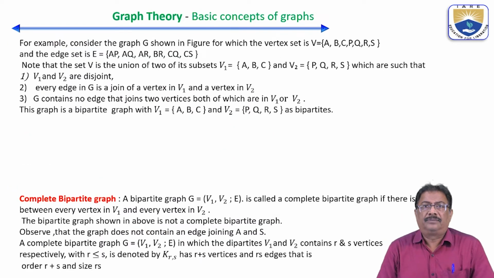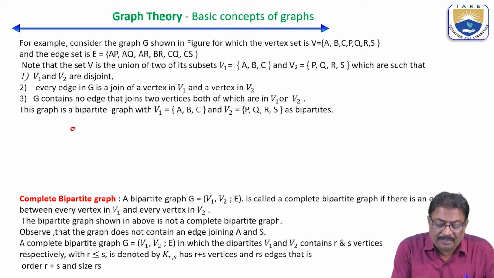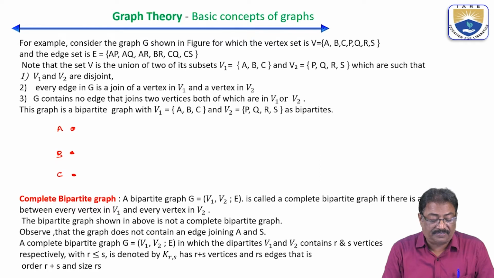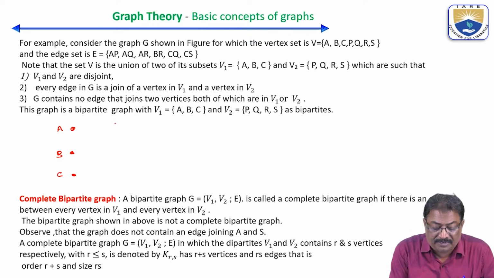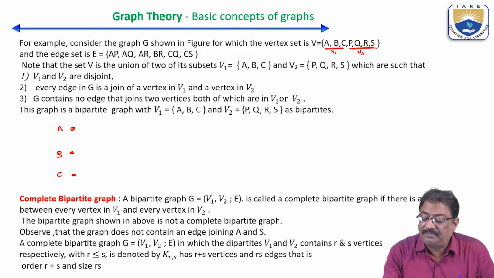Let us consider an example of a bipartite graph. Let A, B and C be in V1, that is, V1 consists of three vertices, and V2 consists of P, Q, R, S. Here, A, B, C is the V1 set, and P, Q, R, S is the V2 set.